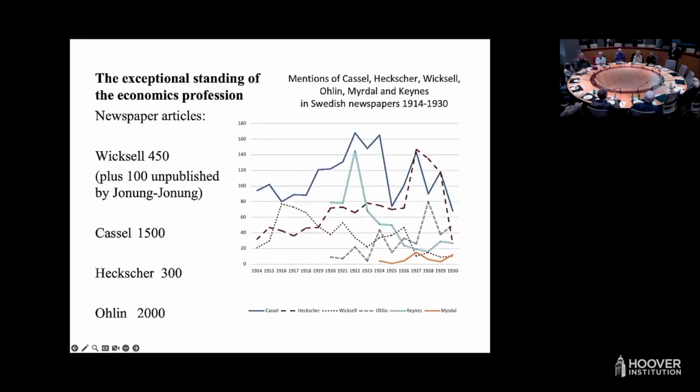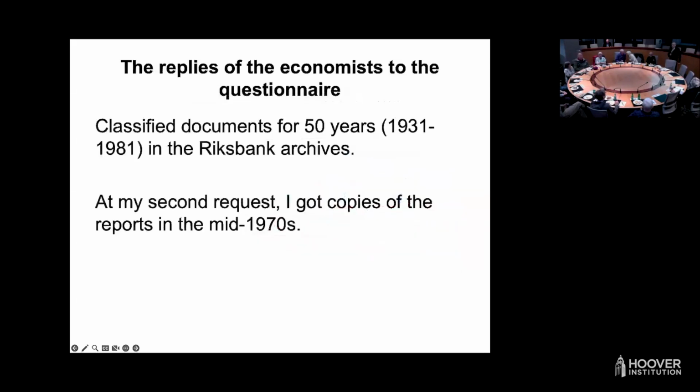So another reason why Sweden got price level targeting was the exceptional standing of the economics profession. They were household names in Swedish society. Wicksell published about 450 articles on anything, mostly on money. And my wife and I found 100 unpublished manuscripts in his archive, so we republished them 75 years after his death. Cassel wrote about 1,500 papers, Heckscher 300, Ullin 2,000. They took part in government investigations. They were established as the most important profession. So this explains why Sweden got price level stabilization.